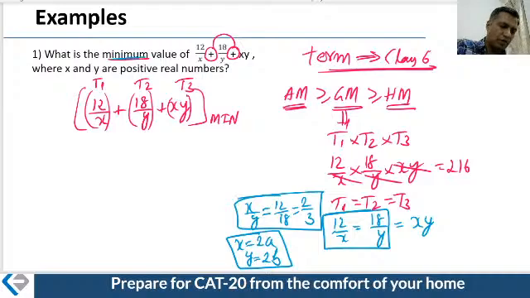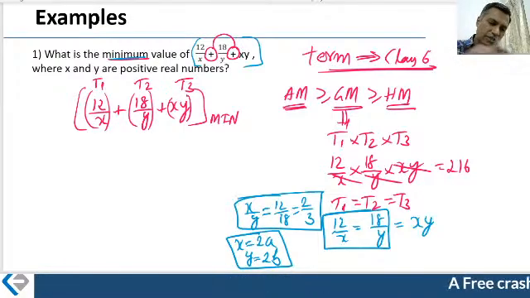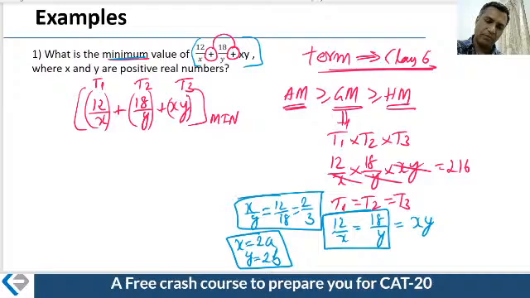What is the minimum value of this particular expression? Author is asking about the minimum value of this particular expression. If I want the minimum value of this, the product was constant. Sum is minimum when this happens here. Now do what? Take another two terms and equate it.